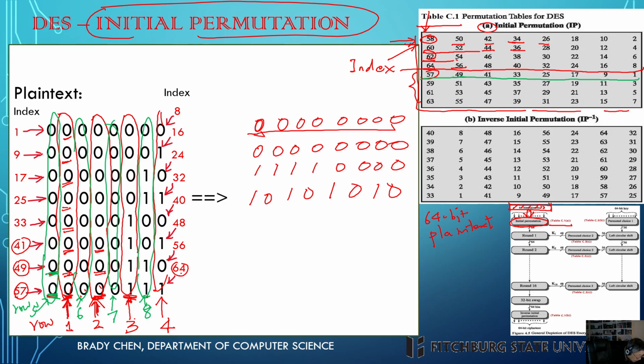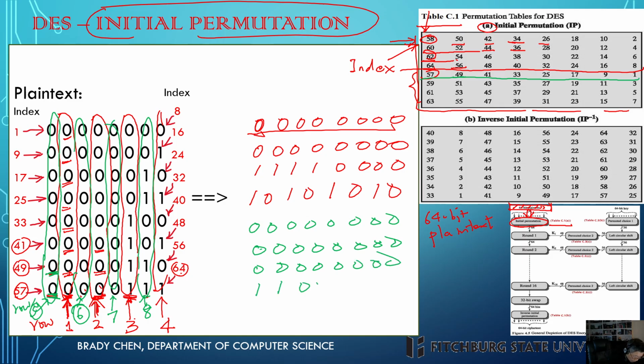So let's see. Row number 5, it's all 0. Row number 6, it's all 0. And row number 7, all 0. And row number 8, it's 1 1 0 0, 1 1 0 0. Again, from bottom up. Okay, so that's the initial permutation.